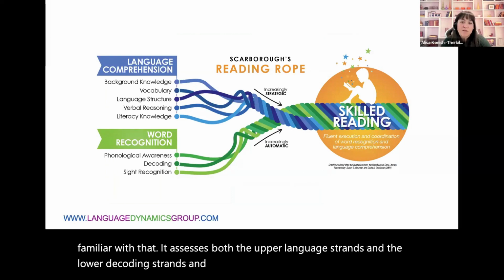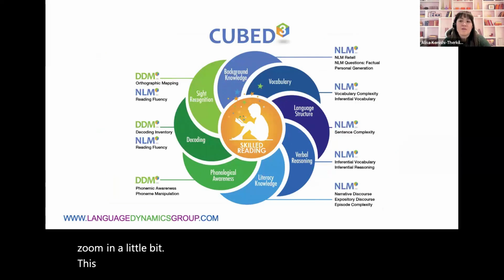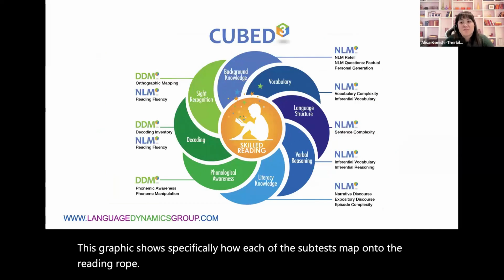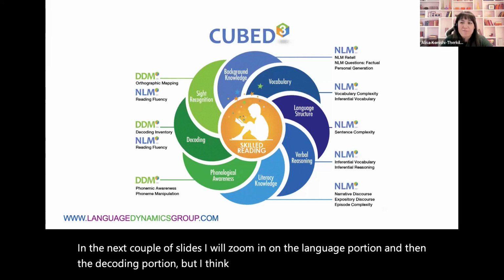And in the next couple slides here, I'm going to zoom in a little bit. This graphic shows specifically how each of the subtests map onto the reading rope. In the next couple of slides, I will zoom in on the language portion and then the decoding portion. But I think this is just a great graphic that shows everything combined.